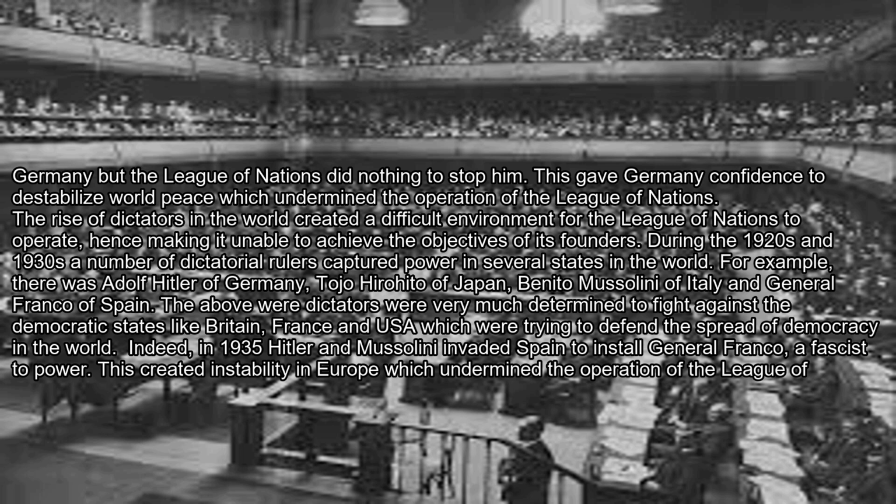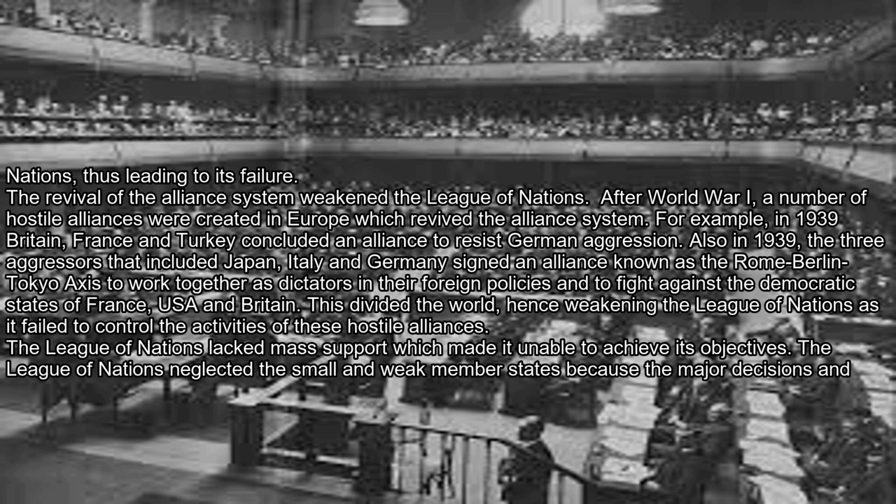The rise of dictators in the world created a difficult environment for the League of Nations to operate, hence making it unable to achieve the objectives of its founders. During the 1920s and 1930s, a number of dictatorial rulers captured power in several states in the world. For example, there was Adolf Hitler of Germany, Tojo Hirohito of Japan, Benito Mussolini of Italy, and General Franco of Spain. The above dictators were very much determined to fight against the democratic states like Britain, France, and the USA, which were trying to defend the spread of democracy in the world. Indeed, in 1935 Hitler and Mussolini invaded Spain to install General Franco, a fascist, to power. This created instability in Europe, which undermined the operation of the League of Nations, thus leading to its failure.